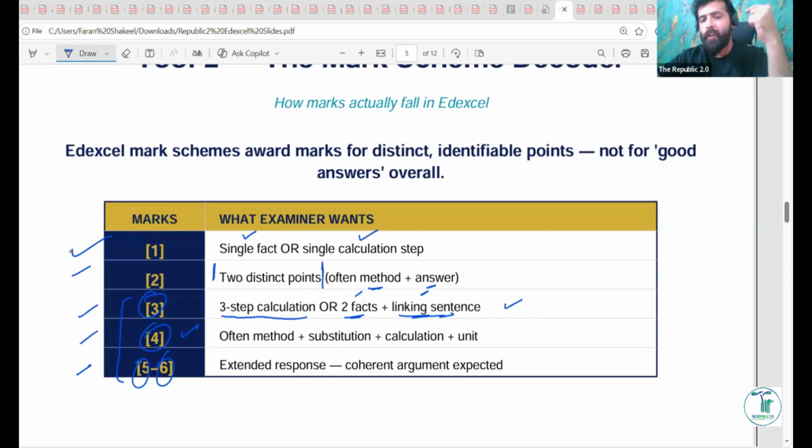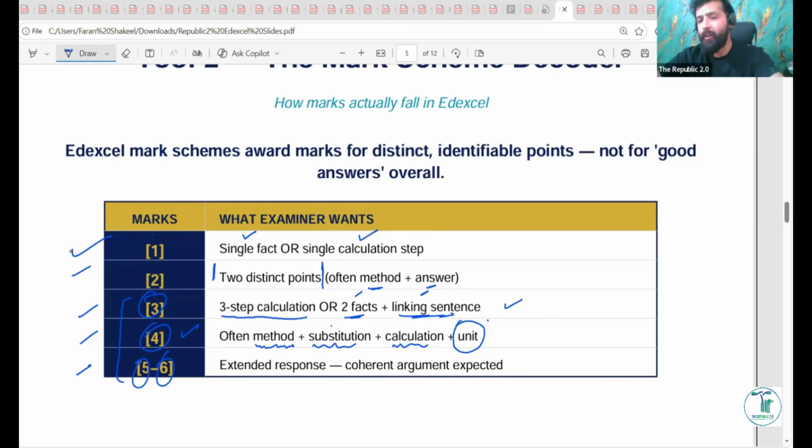Now 4 markers. It is very rare a student can get a 4-marker question right. First of all, you need to write the method down. Substitution, calculation. Edexcel students, especially the Edexcel students, don't even dare to write the final unit, right? So if you're not writing a unit, you're losing marks. If you're not doing substitution, you're trying to be very much genius in the class. You're losing the marks as well, right? So make sure that whenever you're doing a 4-marker, you need to show the proper substitution.